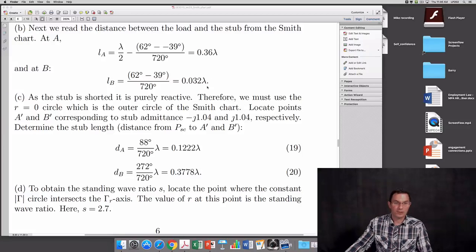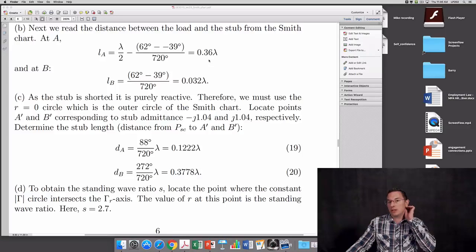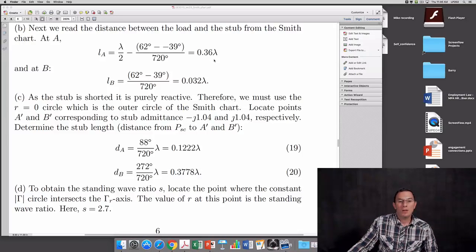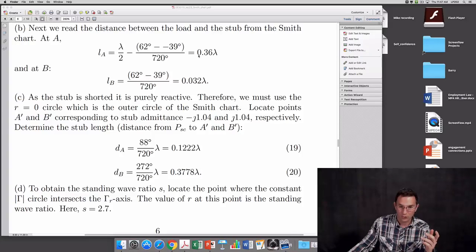that comes out to be 0.032 wavelengths. The distance from A in wavelengths turned out to be 0.36 wavelengths. So if you want to use a shorter stub, then you would want to make your match at point B, because you only need 0.032 wavelengths. You only need a stub whose length is 0.032 wavelengths. Again, if you don't care for some reason and you need a longer line, you can also make the match at A. Okay. All right, now next question.